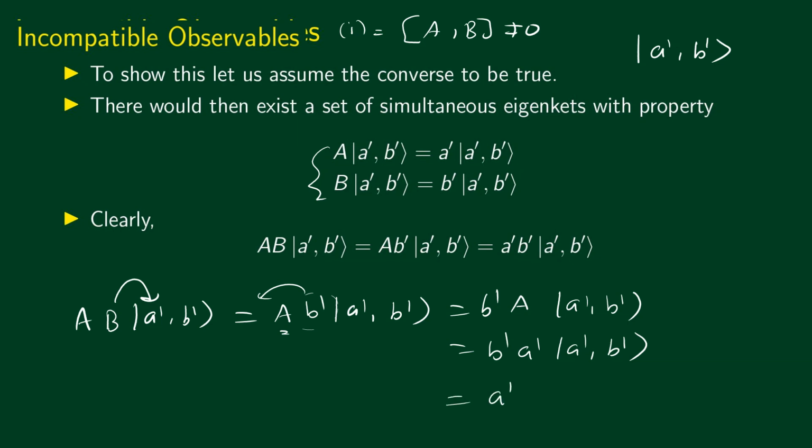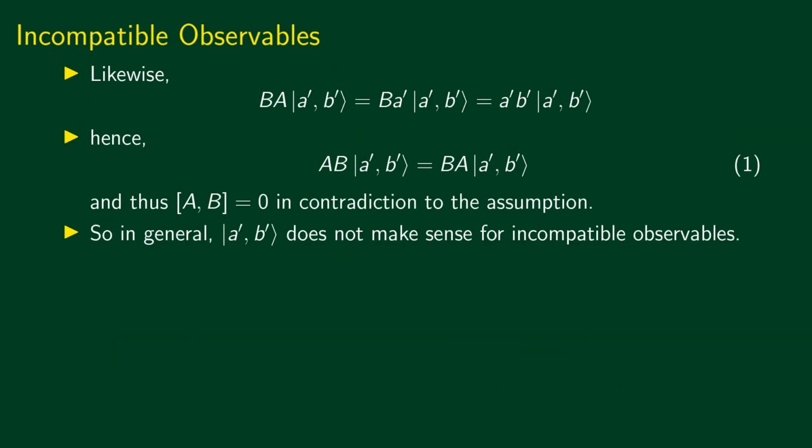Since these are numbers, we can simply write this as A prime B prime multiplied by ket A prime B prime. So AB acting on ket A prime B prime is equal to A prime B prime multiplied by ket A prime B prime, if they have a complete set of simultaneous eigenkets. So this is what we did. We first assumed that we have two observables which are incompatible or non-commuting. Then secondly, we assumed that these observables have a complete set of simultaneous eigenkets labeled as ket A prime B prime.